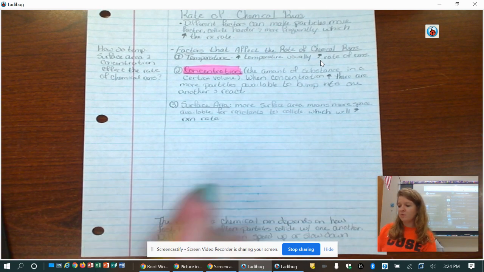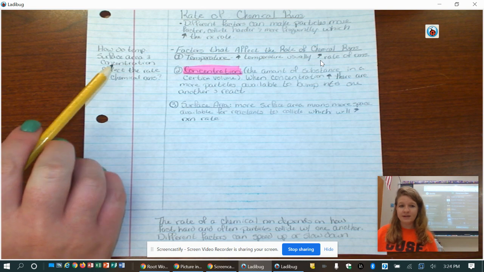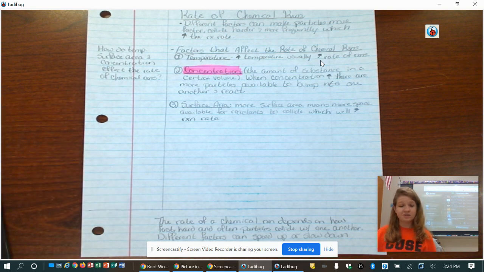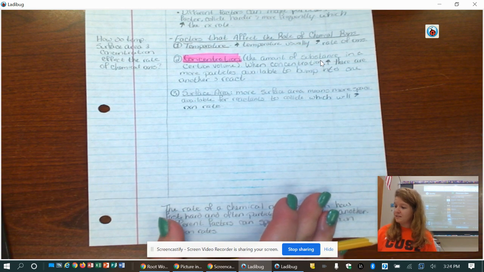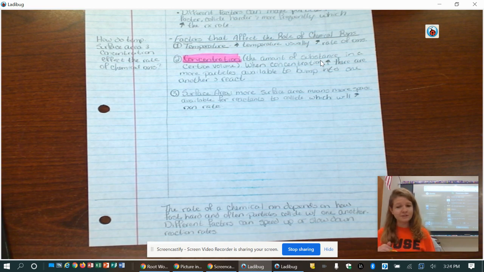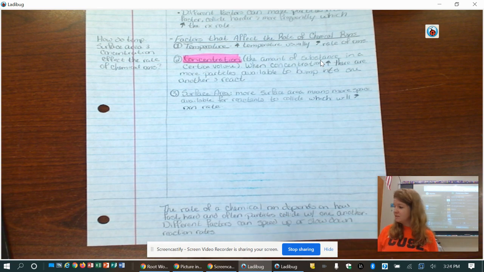So again, remember, you want to pull out some potential questions that you think I might ask you. A question that I pulled out was, how do temperature, surface area, and concentration affect the rate of chemical reactions? Because if your book took a whole page to describe it, it's probably important. Last but not least, we summarize this up. The rate of a chemical reaction depends on how fast, hard, and often particles collide with one another. Different factors can speed up or slow down reaction rates. So there you have it.